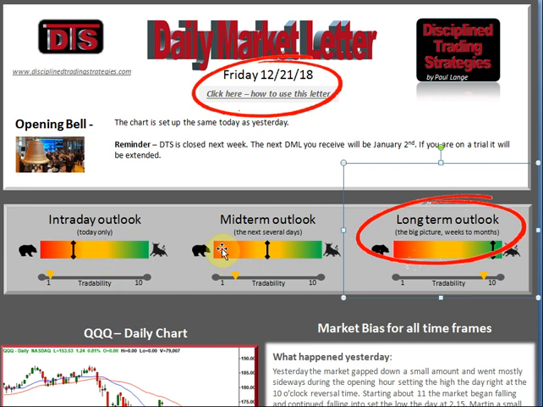This changes every day. You could be in the most bullish long-term and midterm outlook and still have bearish intraday pictures, because markets pull back sometimes during the day if you're up too many days in a row. So each of these is very carefully weighted and evaluated.